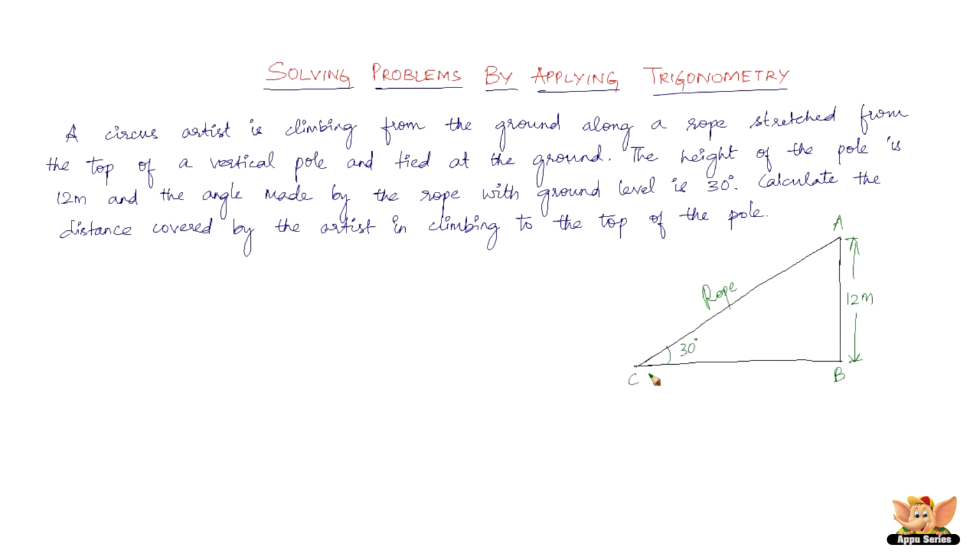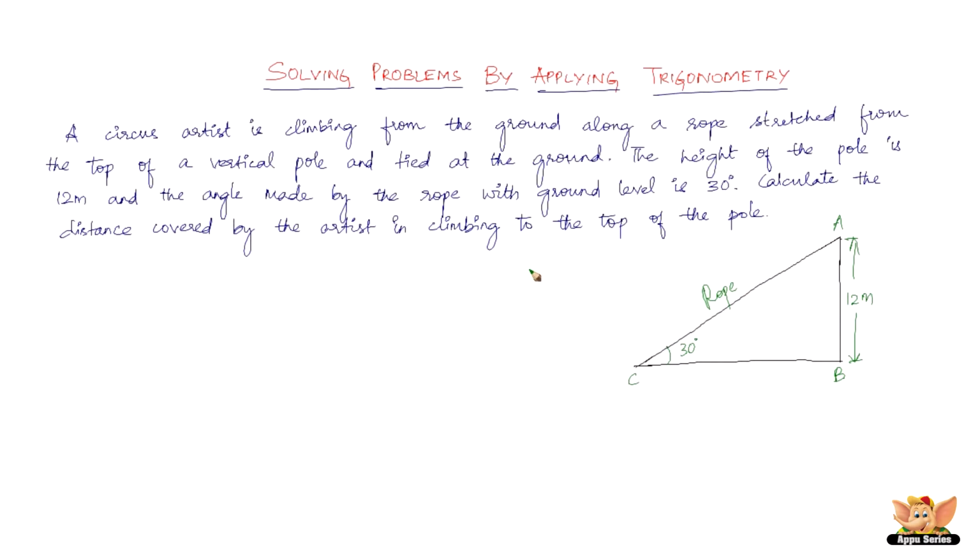What we have to do is calculate the distance covered by the artist in climbing to the top of the pole. That is nothing but, indirectly, we need to find the length of the rope, or find AC. That's all we need to come down to. As far as this diagram is concerned, we've got an angle and a side. All we need to do is find the length of AC.